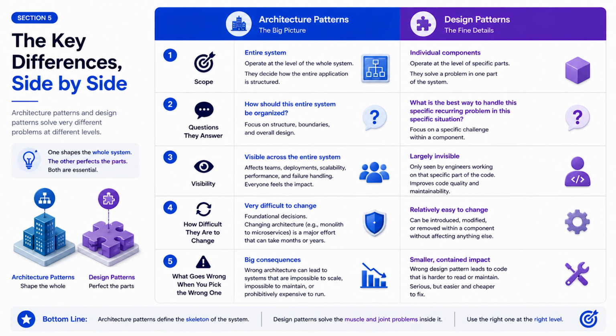The fifth difference is the cost of getting it wrong. A bad architecture choice can make a system impossible to scale or maintain. A bad design pattern choice usually causes cleaner or messier code, but on a much smaller scale. That is the core idea. Architecture patterns shape the system. Design patterns shape the parts inside it.